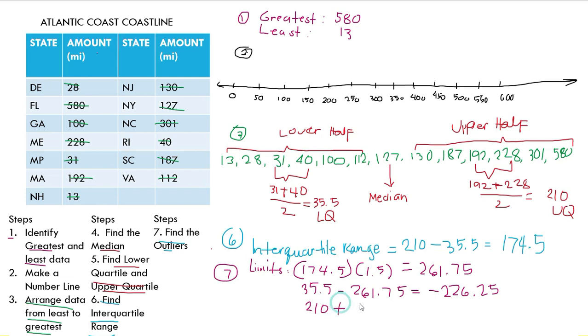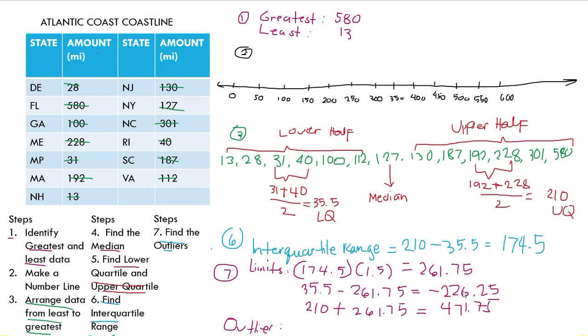Then we have 210, add the limit to our upper quartile. So our upper quartile is actually 210 plus 261.75, and you'd get the sum of 471.75. Oh wait, I said this shouldn't be 210, but yes, it should be 210. Sorry.